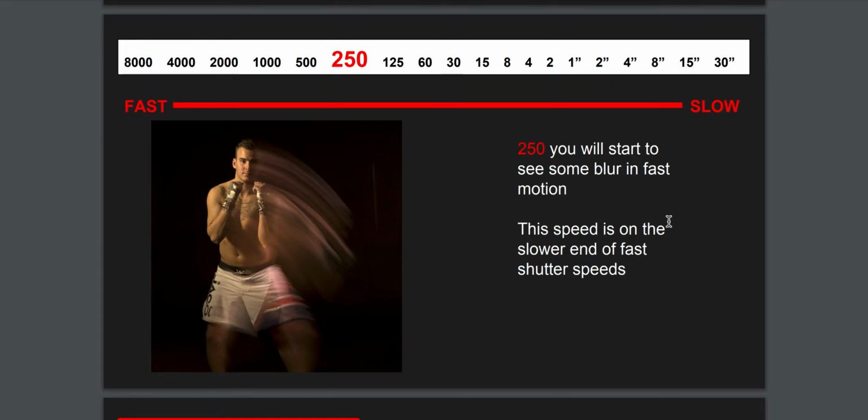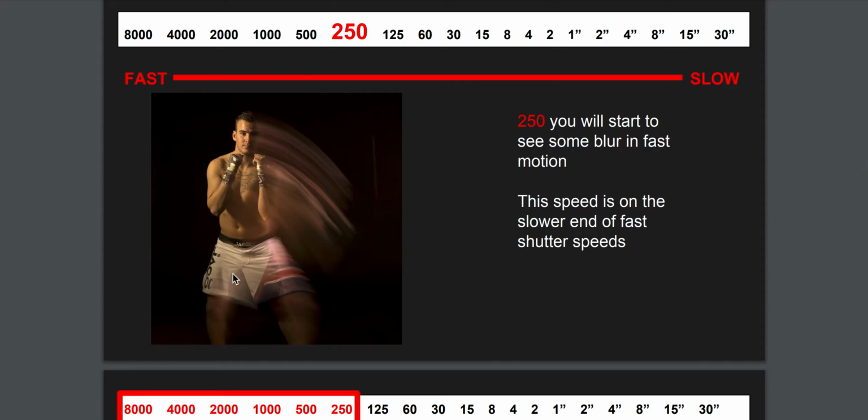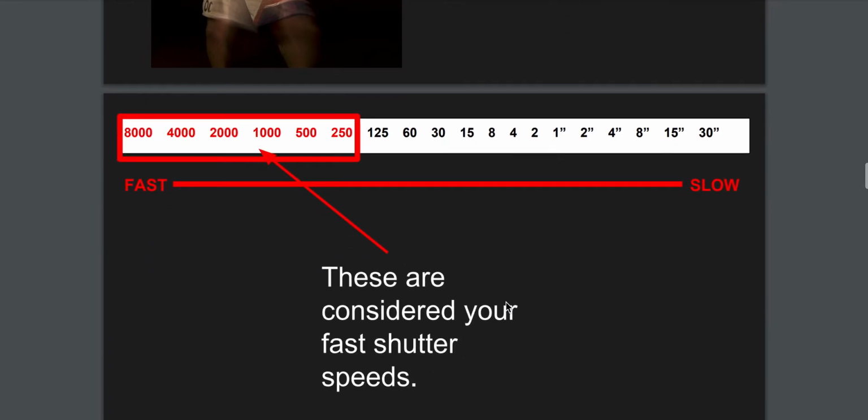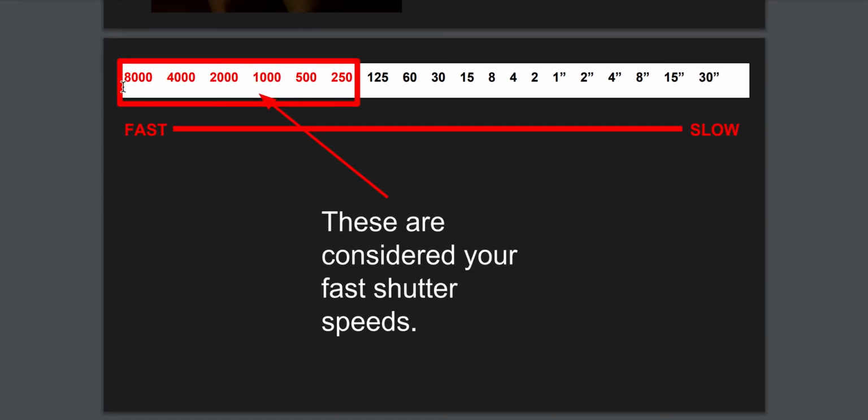Because as we start getting into 1/250th of a second, it's going to start blurring the object that is in motion, as you can see here with the blurs coming down. So this is a fast shutter speed, but it's on the slower side of the fast shutter speeds, which some people may want to try to capture for this blurry look. Some people may want to avoid it. So these are all considered fast shutter speeds from 1/8000th of a second all the way down to 1/250th of a second.